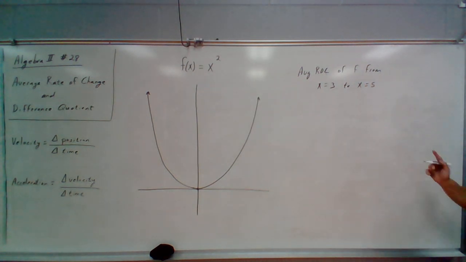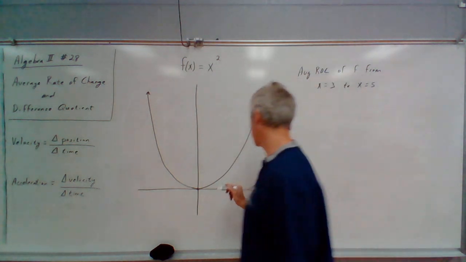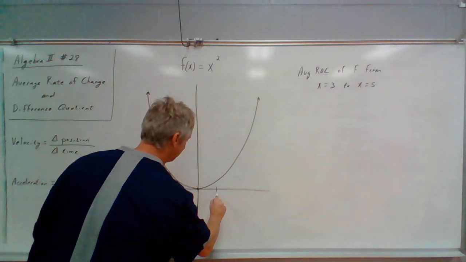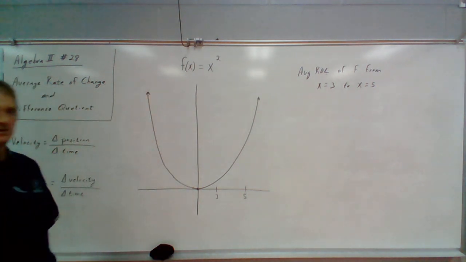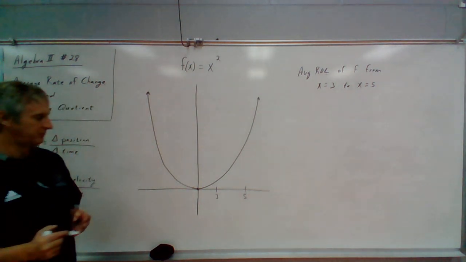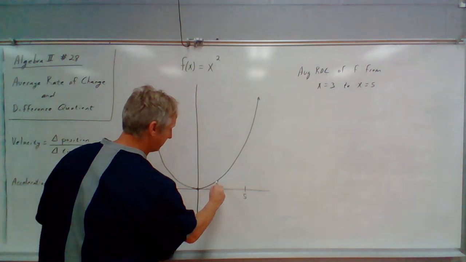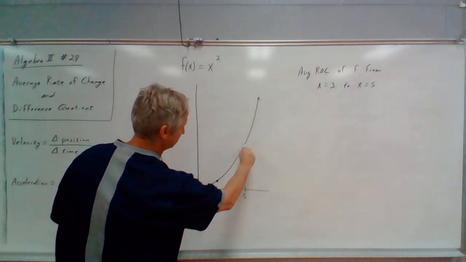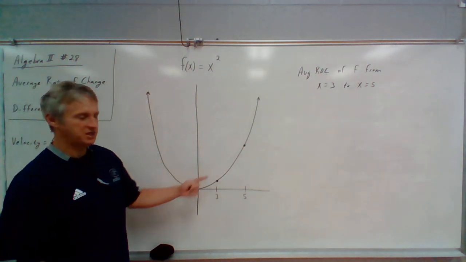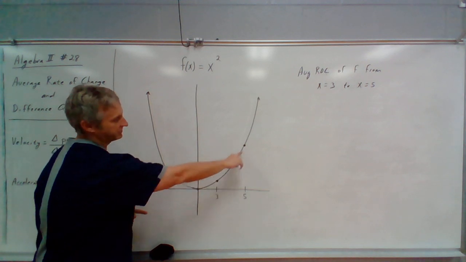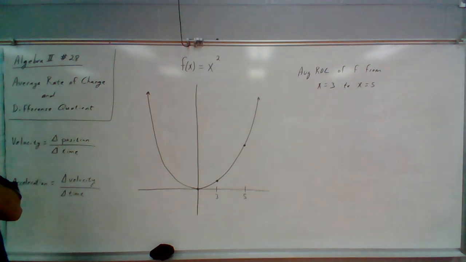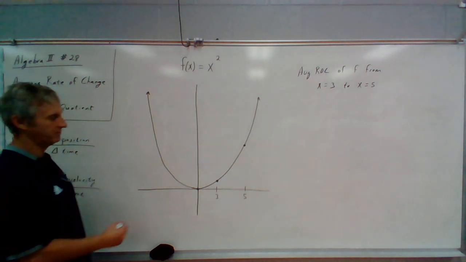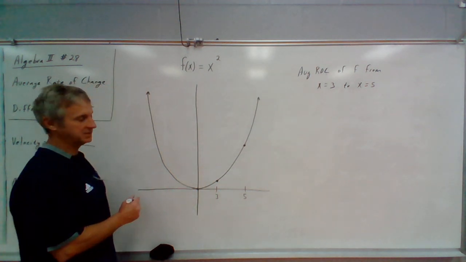Okay, so I want to know how steep this slope is between x equals 3 and x equals 5. Now during that whole interval, from this point to this point, the slope is changing. Down here, it's flatter than it is up here. Up here, it's steeper than it is down here. So it changes all the time. But we're going to find the average rate of change over that interval. And here's what that's going to mean.